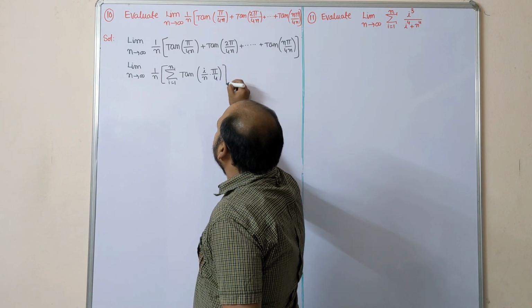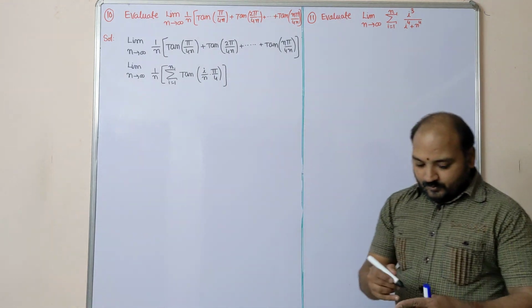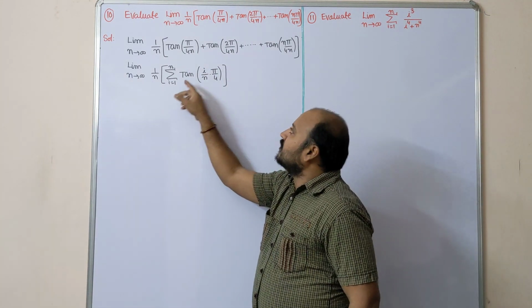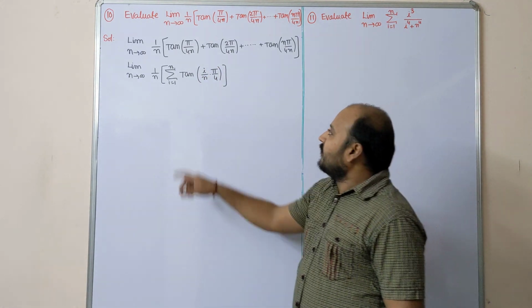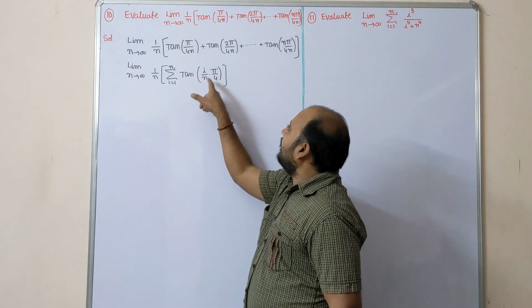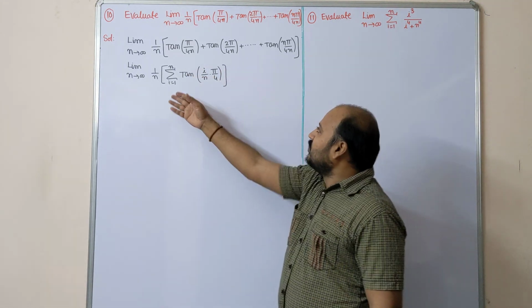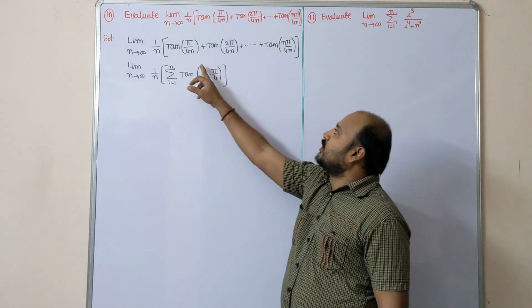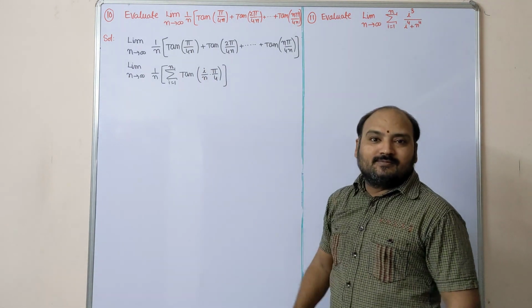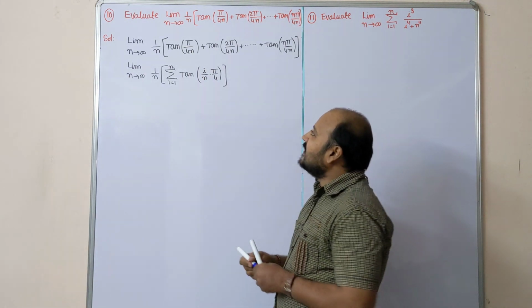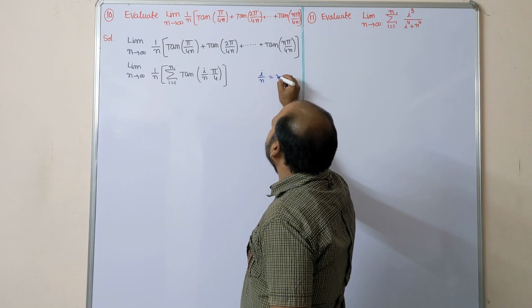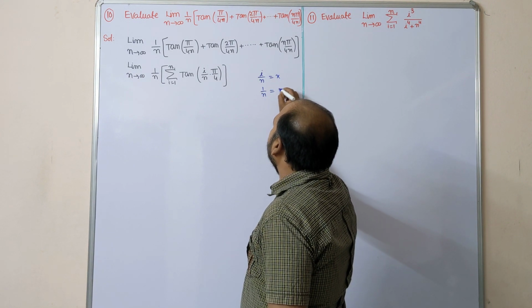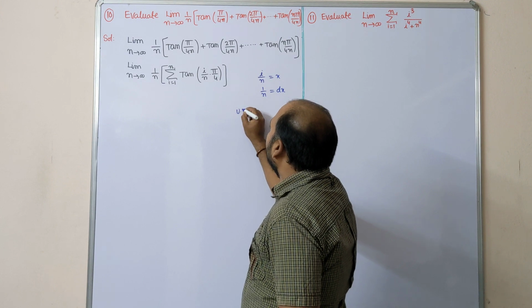Observe carefully, dear students. If i is equal to 1, substitute 1 into pi by 4n. I is equal to 2, substitute 2 pi by 4n. I is equal to 3, and so on. I is equal to n, substitute n pi by 4n. Am I right? After getting these values, what we have to do? Generally, i by n is equal to x. Wherever 1 by n is there, dx. Find out upper limit and lower limit.